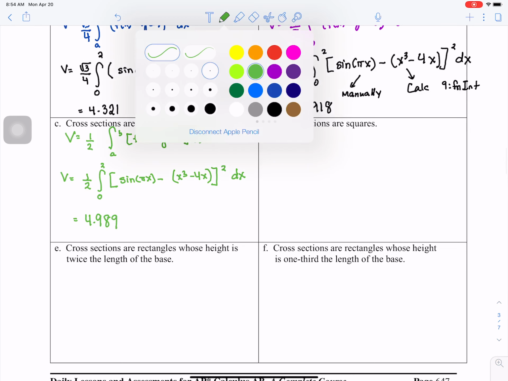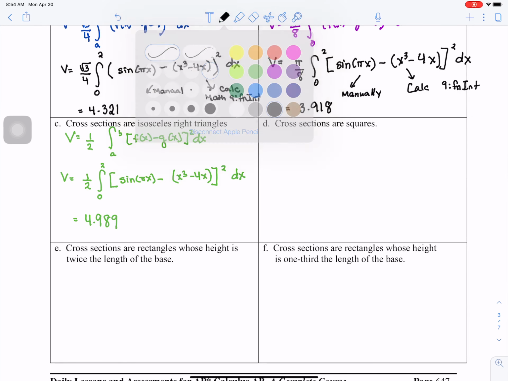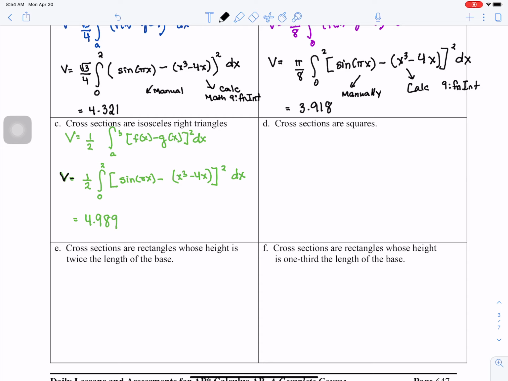If my cross sections are squares, I probably should have written this out in black because the green is the known formula. Not a big deal, I just like to color code things here. And then it works out to 4.989.